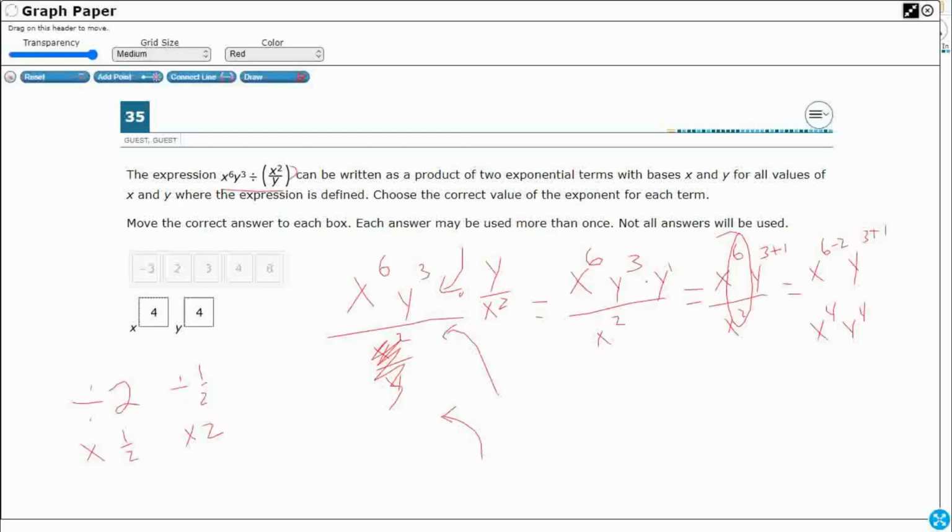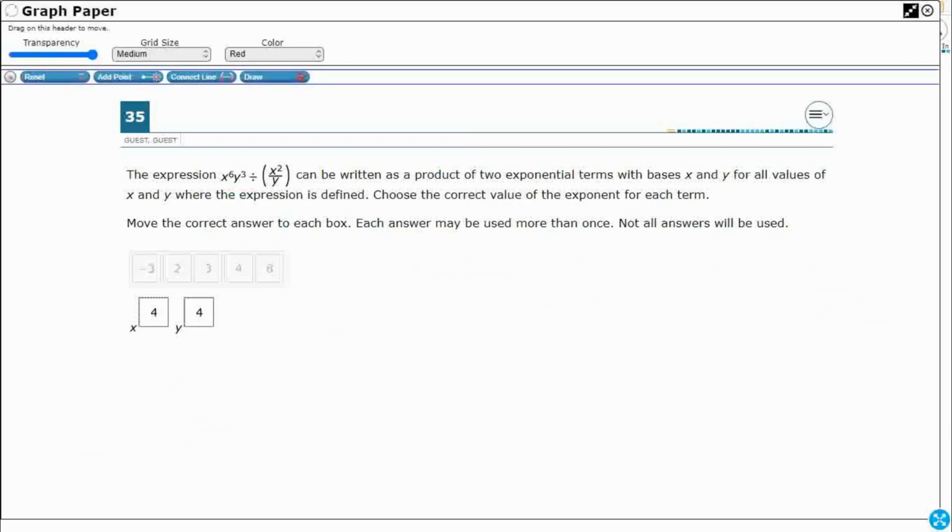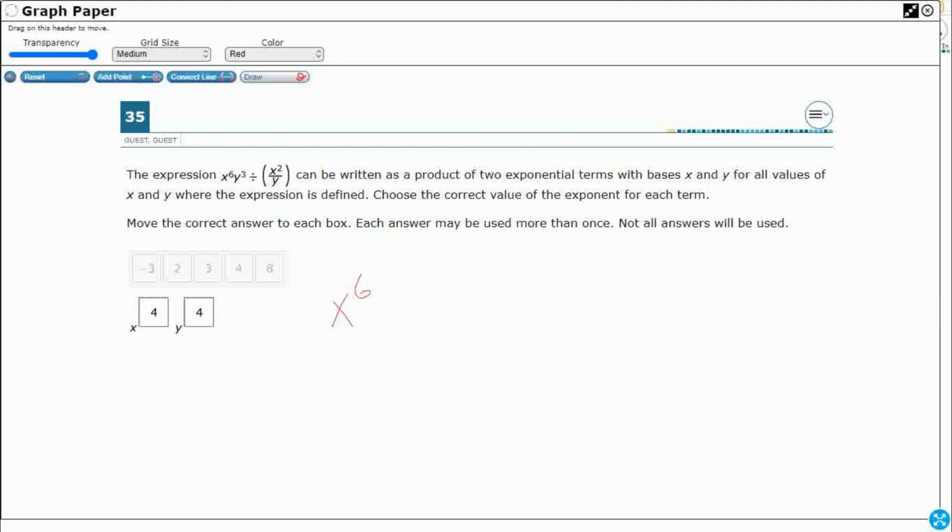Another option would be to just use that negative exponent. So x to the 6th, y to the 3rd, divided by x squared, and then that y, it's really 1 over y. So that's the same as y to the negative 1.